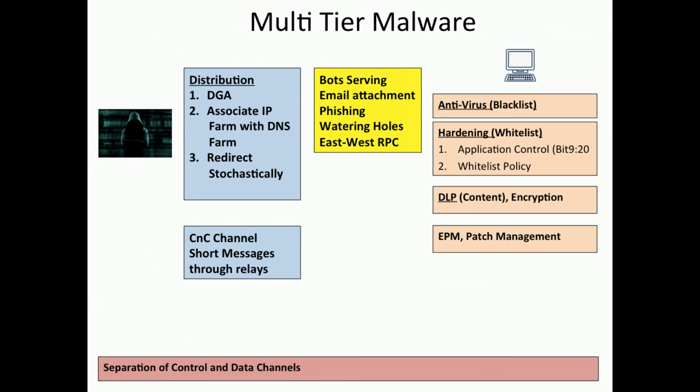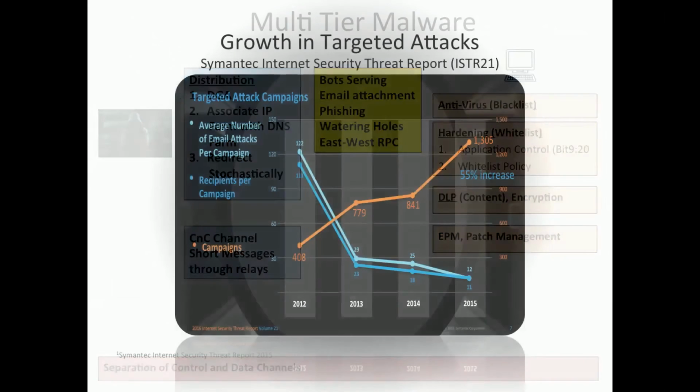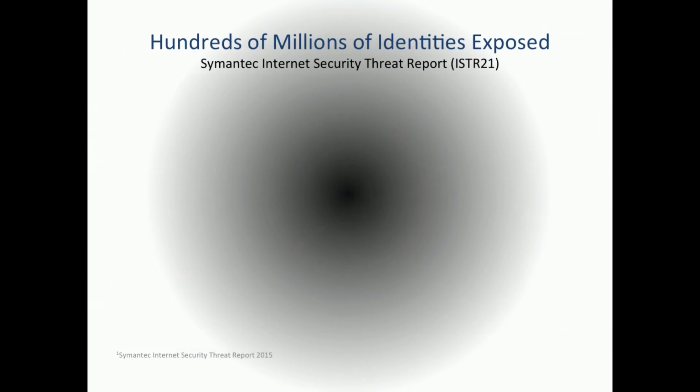On the other side, you have the malware itself becoming much more multi-tier. So it serves the malware. The bots serving email attachment, phishing, watering hole attacks. So the serving layer is really a proxy. That's not the real guys. You have on the back domain generation, much more going on, associating IP with DNS addresses on the fly. It's a much more rapid thing. And a separation now of the control channel from the distribution of the malware. Growth in targeted attacks.